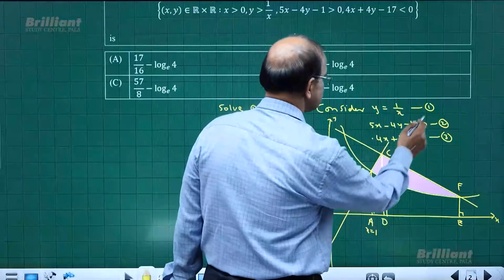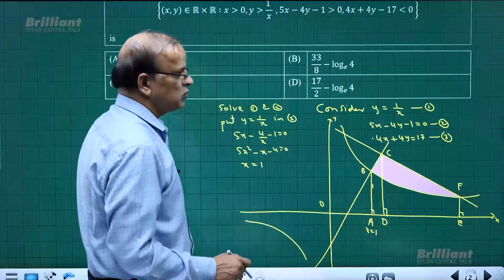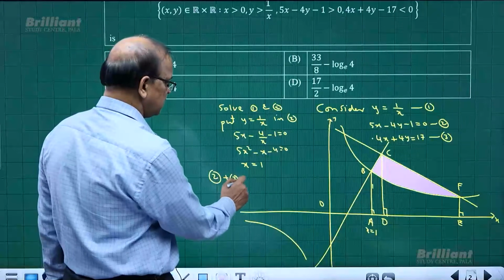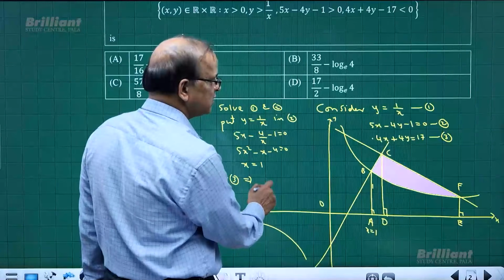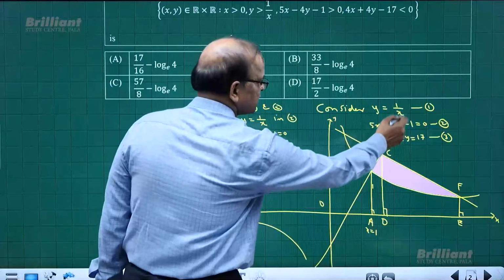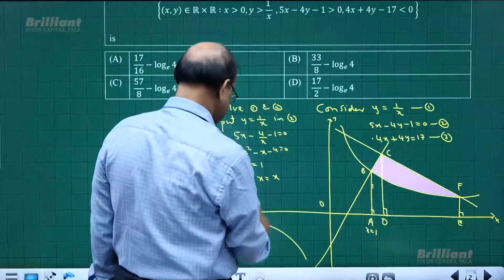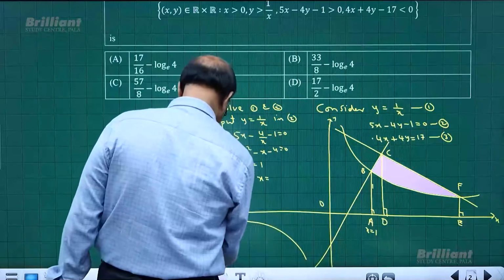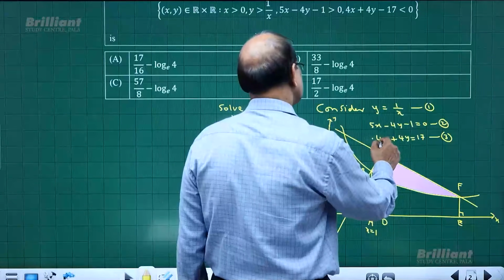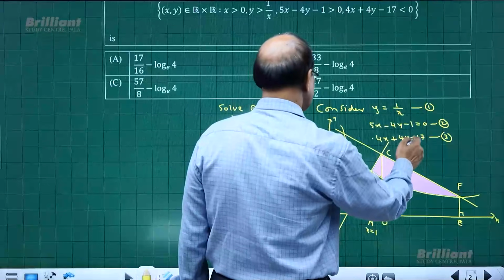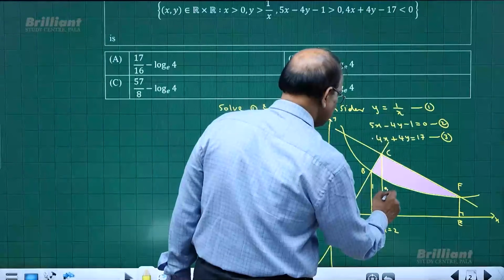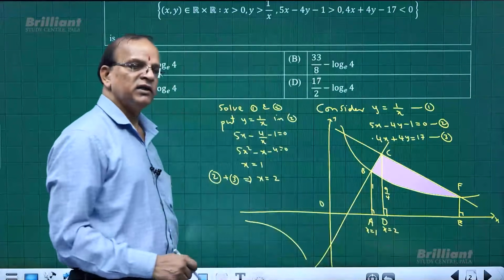Now, solve 2 and 3. Solve 2 and 3, add 2 plus 3. What is that? 9x is equal to 18. x is equal to 2. You know, 9x equal to 18, x is 2. So, with x as 2 we will get y, right. This is equal to what? 17 minus 8, 9 by 4. So, this is 2 comma, this is 2, this is 9 by 4 length, CD length.